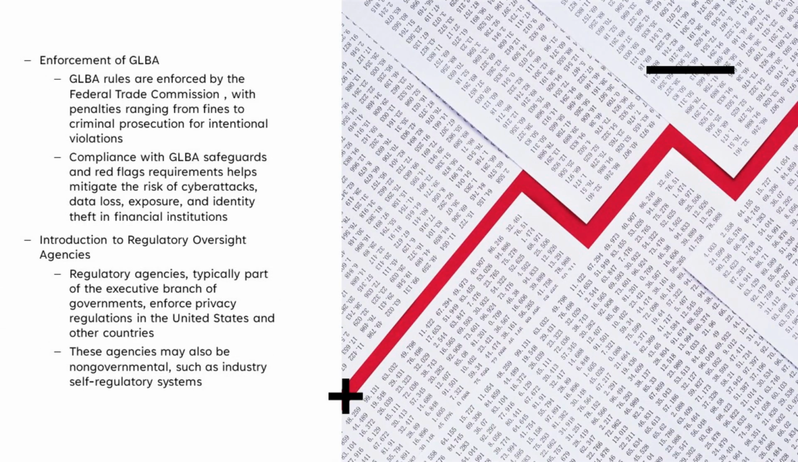Enforcement of GLBA. GLBA rules are enforced by the Federal Trade Commission, FTC, with penalties ranging from fines to criminal prosecution for intentional violations. Compliance with GLBA safeguards and red flags requirements helps mitigate the risk of cyber attacks, data loss, exposure, and identity theft in financial institutions.